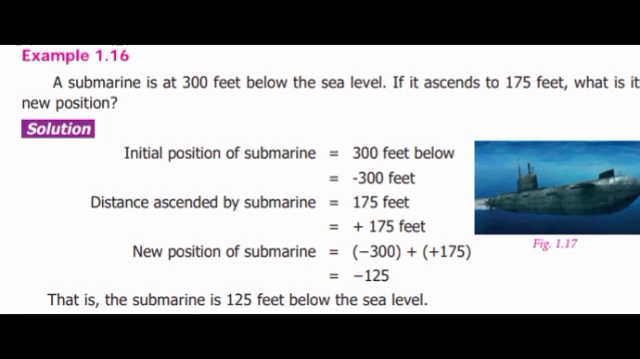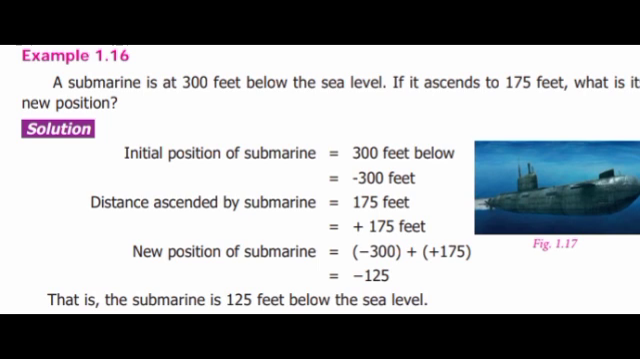Then it ascends. Ascend means மேலே வருது. When it comes up, that is positive. Okay. So it ascends how much? 175 feet. So we can take it as positive. To find the new position of the submarine, we have to add, that is minus 300 plus 175. Okay. See the solution.